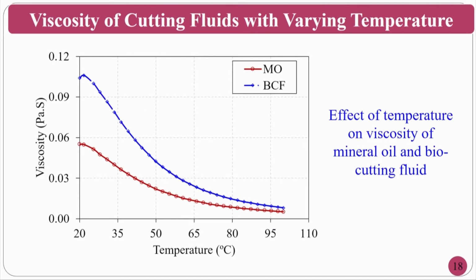Now, we will see the variation with respect to temperature. Both the fluids decrease in viscosity with increasing temperature. Whenever you increase the temperature, the intermolecular distance between particles increases, which means the intermolecular force of attraction decreases. That is why the viscosity gradually decreases. At 100 degrees, or above 90 degrees, both the fluids have approximately similar viscosity.